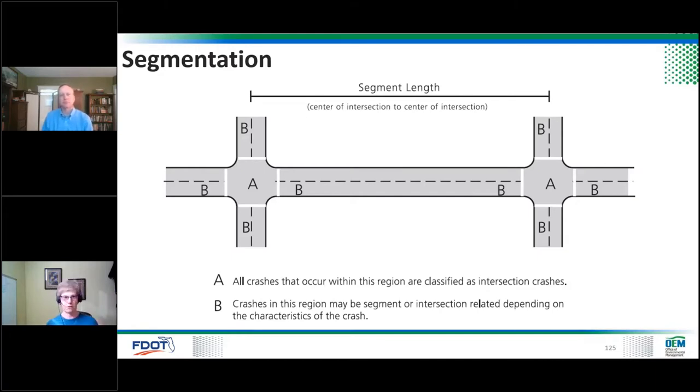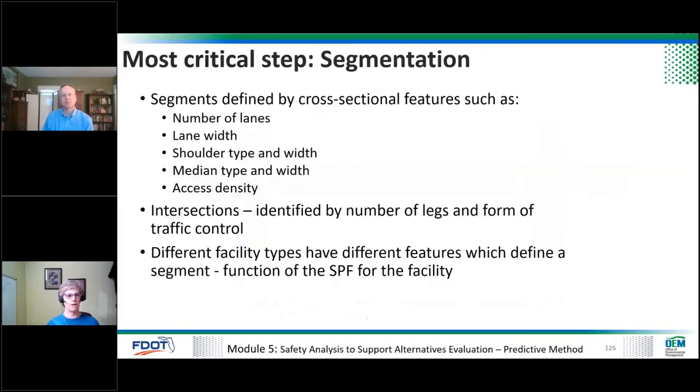So that's like the first big separation you make. And then for segment crashes, for each safety performance function, there are different cross-sectional features that influence this segmentation. So number of lanes, shoulder type and width, median type and width, access density, all these things influence what your homogeneous unit of analysis is. And again, different facility types have these different features.